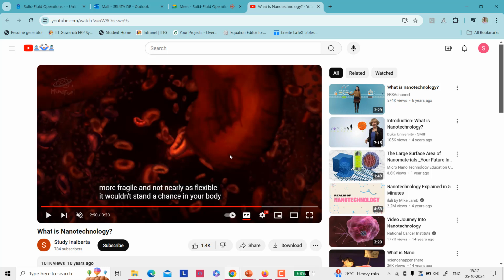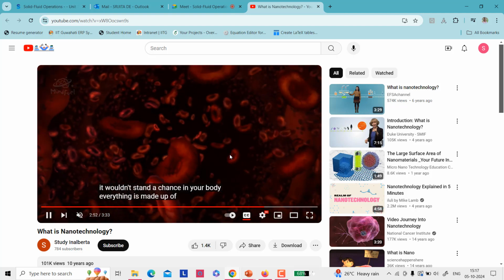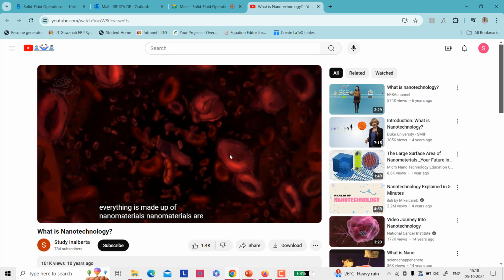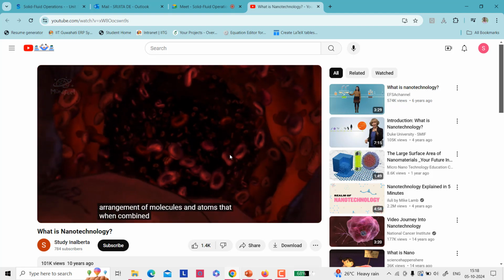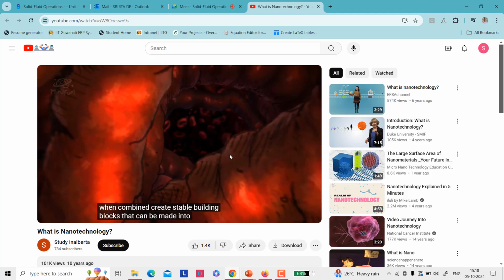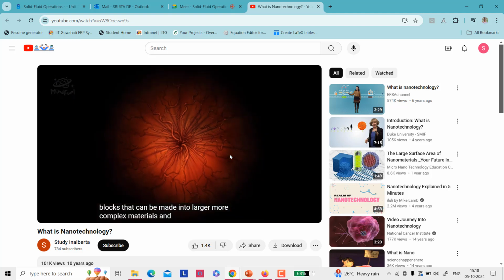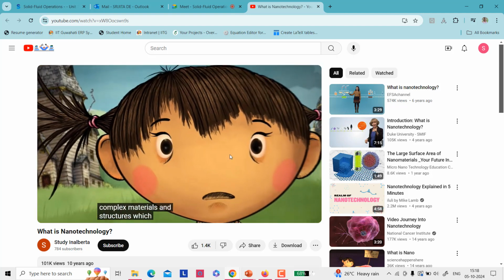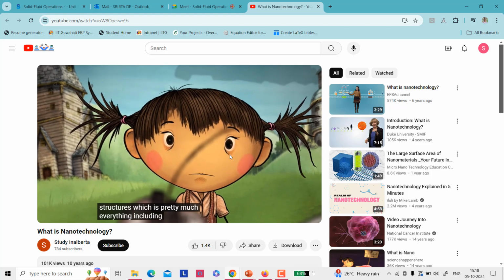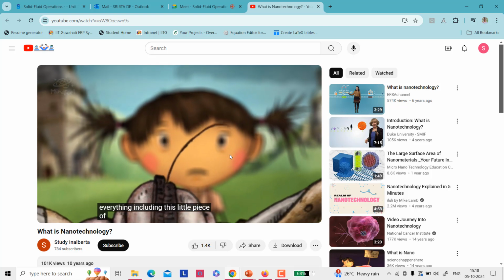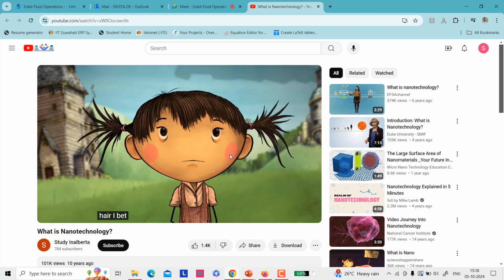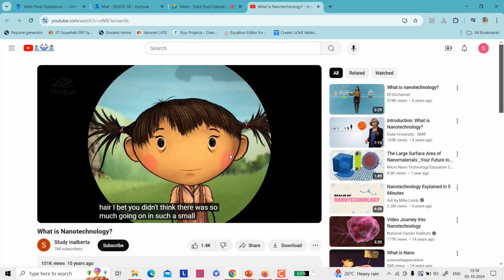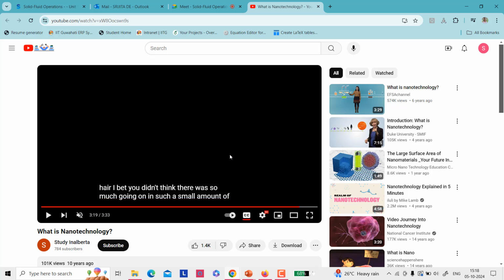Everything is made up of nanomaterials. Nanomaterials are an arrangement of molecules and atoms that, when combined, create stable building blocks that can be made into larger, more complex materials and structures, which is pretty much everything, including this little piece of hair here, right? So these small nanomaterials make up bigger things like hair, which is still small in our eyes, right? So that is how nanotechnology comes into the picture.